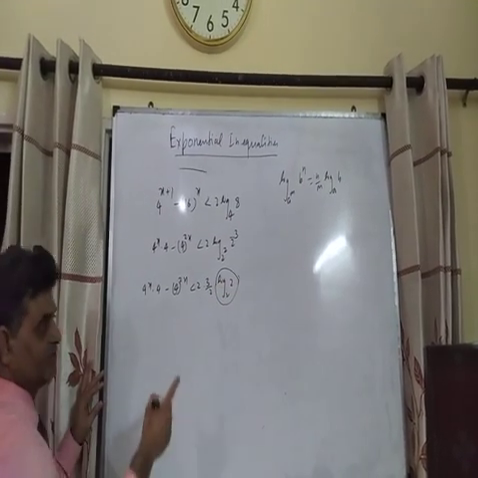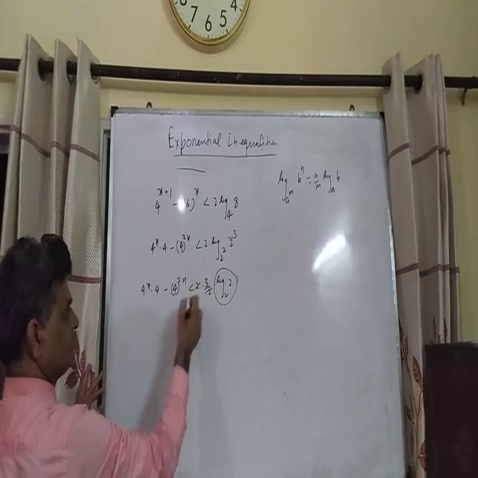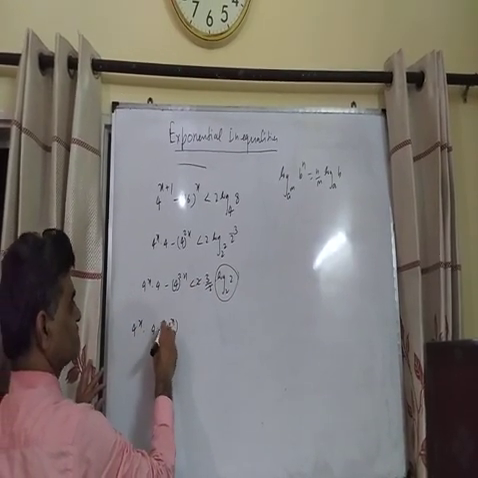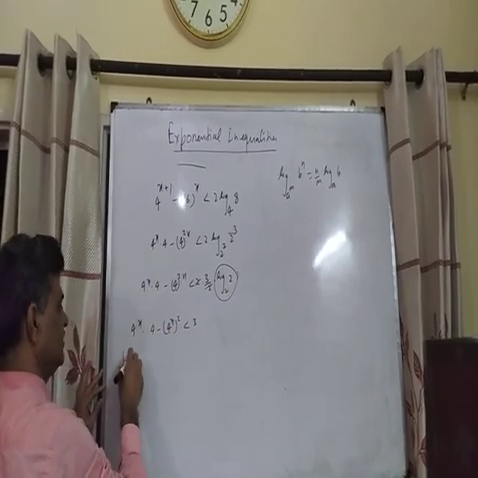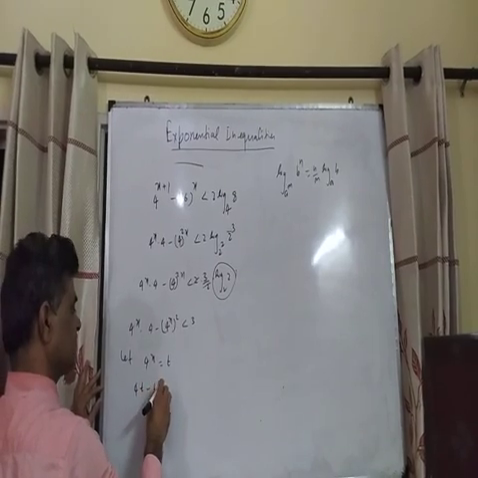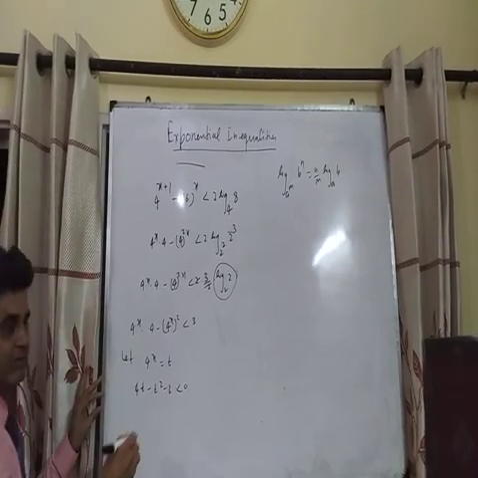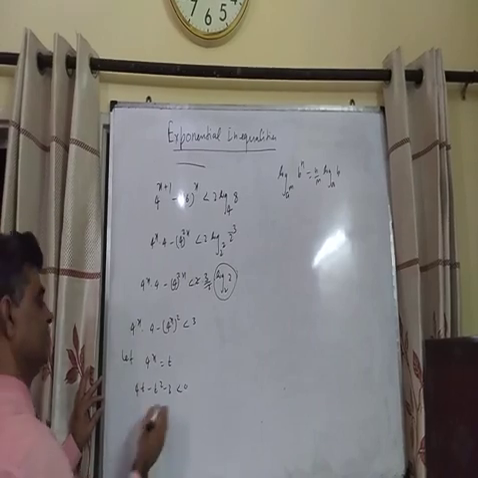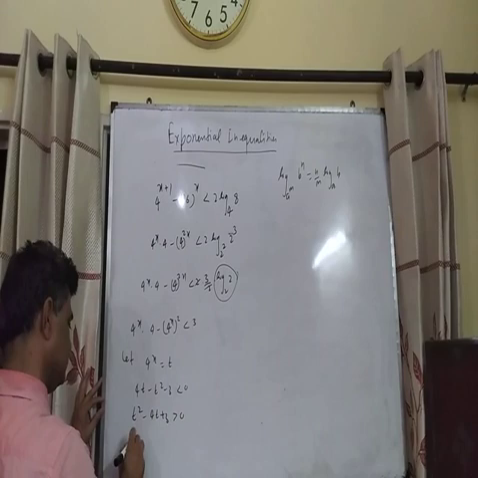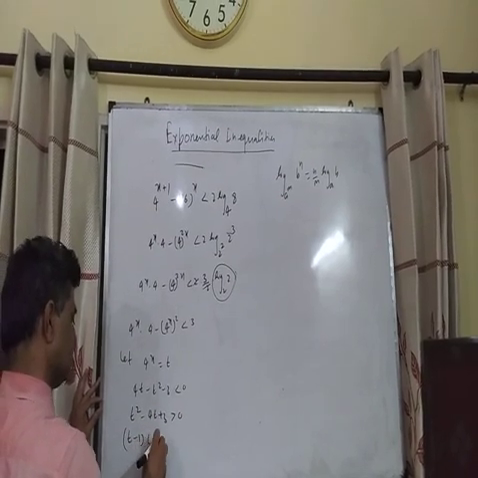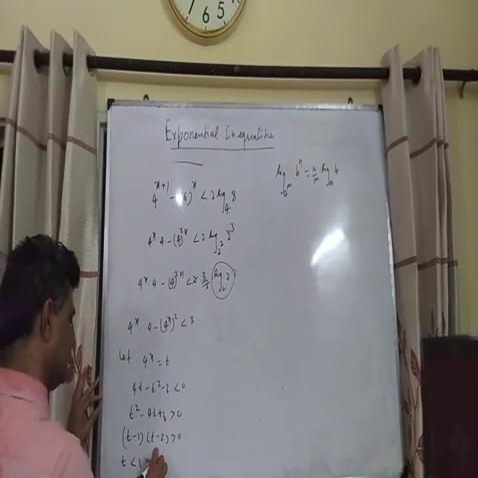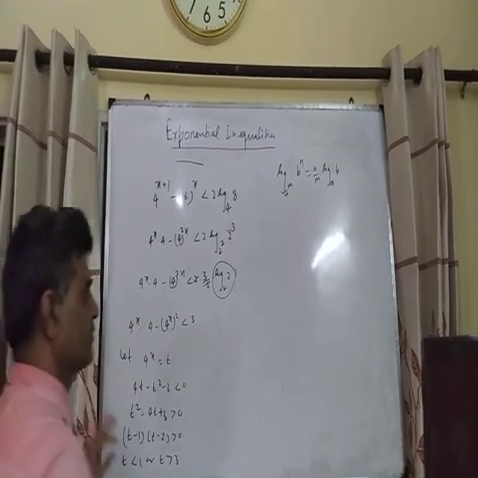So this will become 1 because base and argument are both the same, and the 2 and 2 will get cancelled. So 4 to the power x into 4 minus (4 to the power x) whole square is less than 3. Now let 4 to the power x equal t. So it is 4t minus t square minus 3 less than 0. We are just multiplying by minus, so the inequality sign will change. t square minus 4t plus 3 is greater than 0. So (t minus 1)(t minus 3) is greater than 0. So it means t is less than 1 or t is greater than 3.